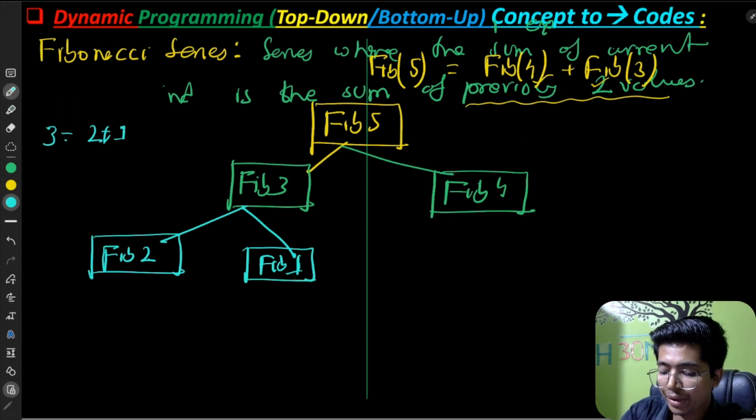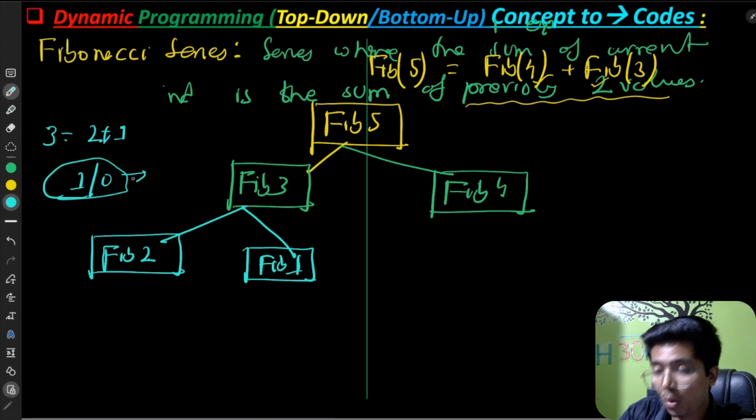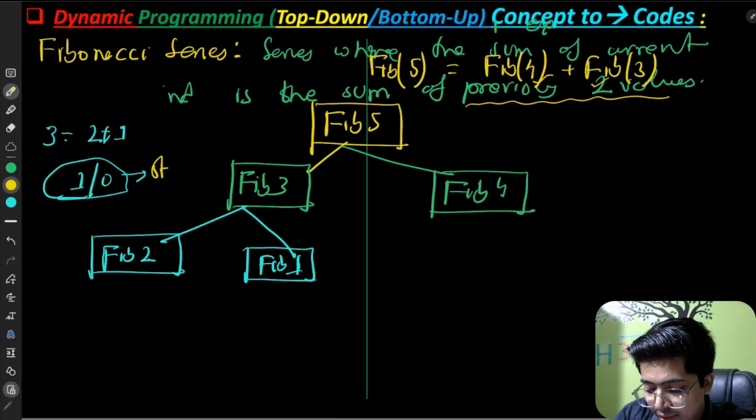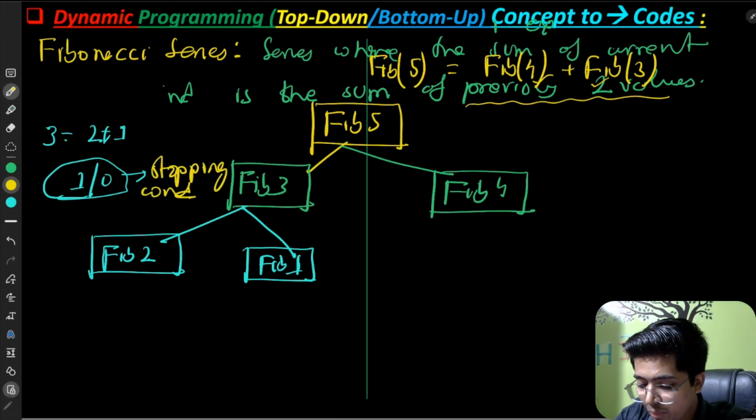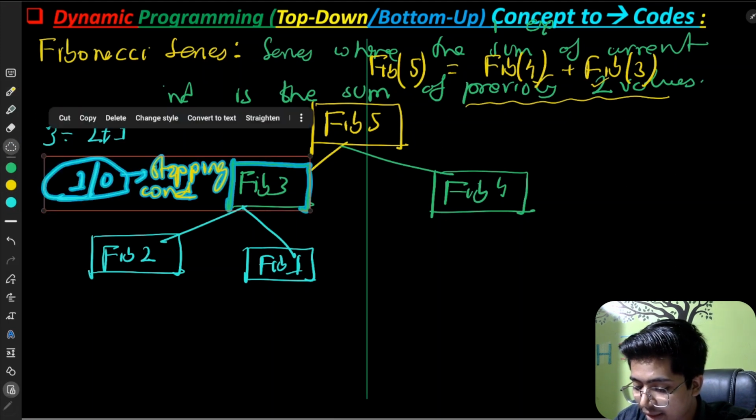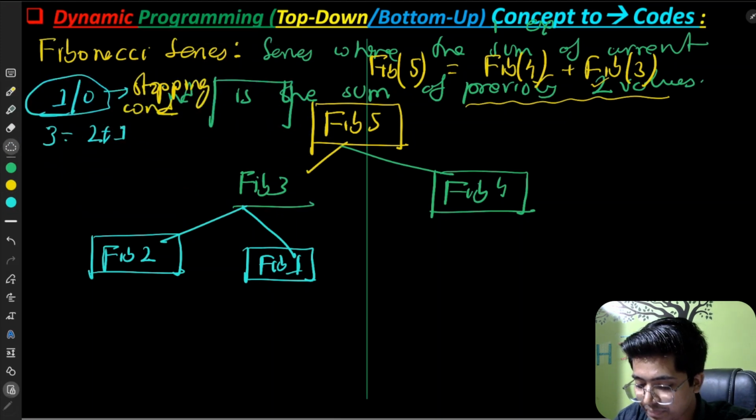Whenever we get 1 and 0, we'll stop there. So this is the 1 and 0. In Fibonacci, whenever we get 0 or 1, we should understand that that is the stopping condition. We will not break further. So if we get 1 and 0, we will stop, because that is the stopping condition.